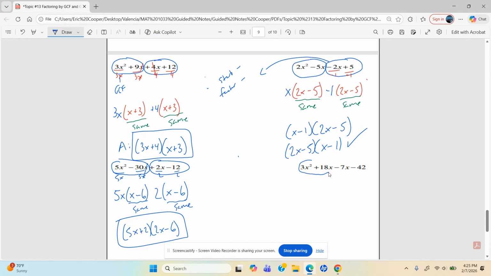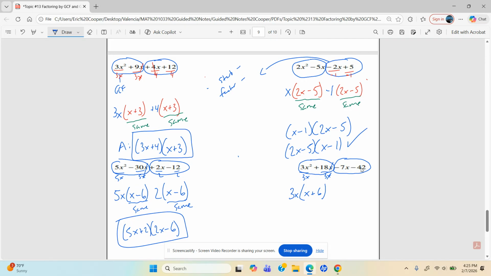One more time over here. 3x squared and 18x. 3 can go into 18, so let's take out a 3. X squared and x, I can take out 1x. 3x squared divided by 3x just leaves me with x. 18x divided by 3x, 18 divided by 3 is 6. The x's cancel.